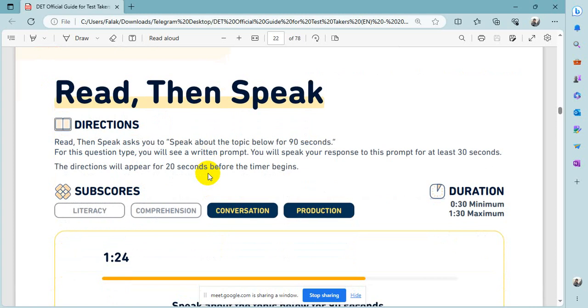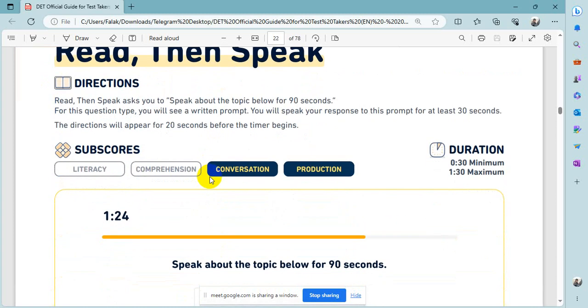For this question type, you will see a written prompt, and you will speak your response to this prompt for at least 30 seconds. And the directions will appear for 20 seconds before the timer begins. So for this question, you have 20 seconds to prepare to speak.